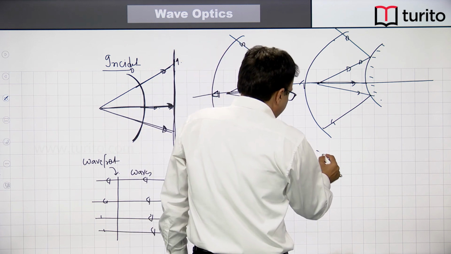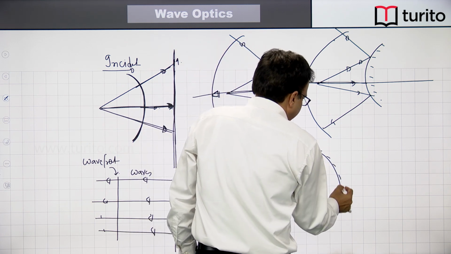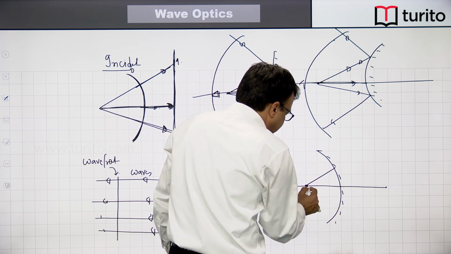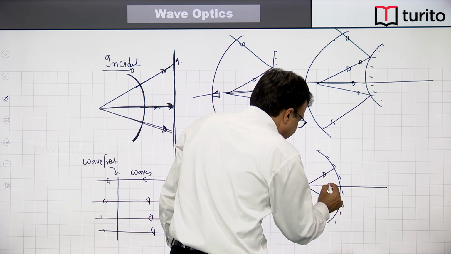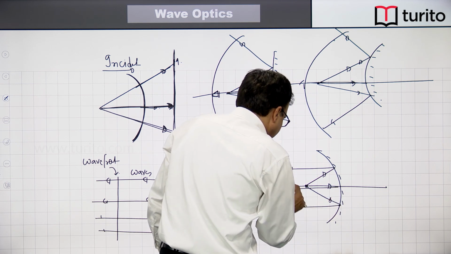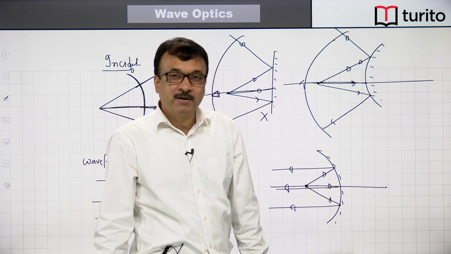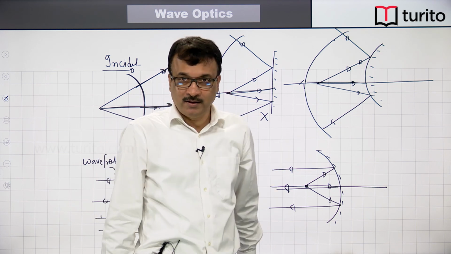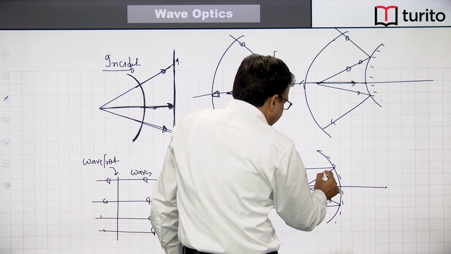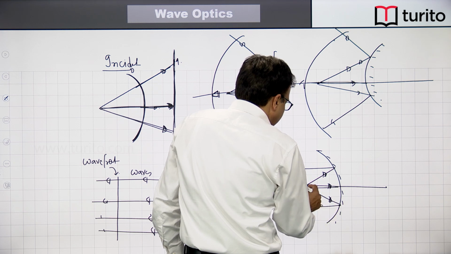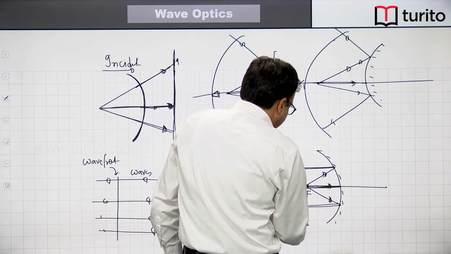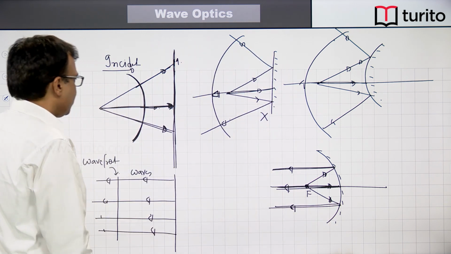The only option now we have is concave. If this is the concave mirror and suppose rays are falling like this, diverging rays are falling, and after reflection these rays become parallel, it means that it can happen in case of a concave mirror if the object is situated at the focus. So this is the focus, these rays are falling as they are coming from the focus, then after reflection the reflected rays become parallel. So the answer of the first part of the question is concave.